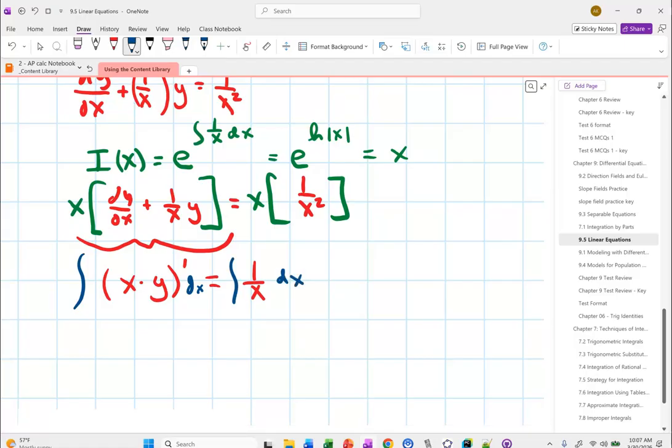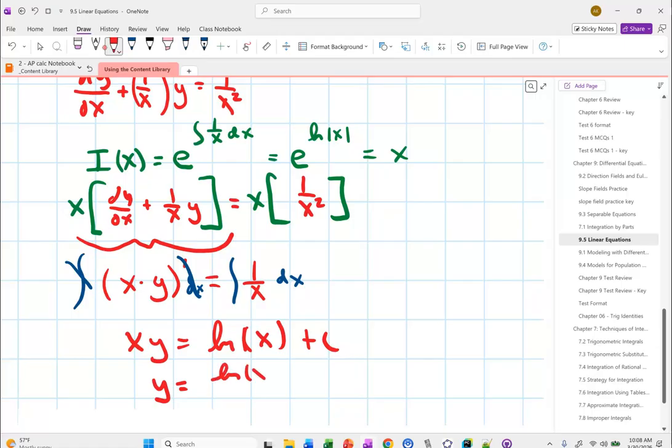We do the integral of both sides. Integral cancels with derivative. The integral of 1 over x is just the natural log of x. Notice I didn't use absolute values again because I know x is greater than 0. I don't have to have it. Plus c. And then we have y is equal to natural log of x plus c over x.